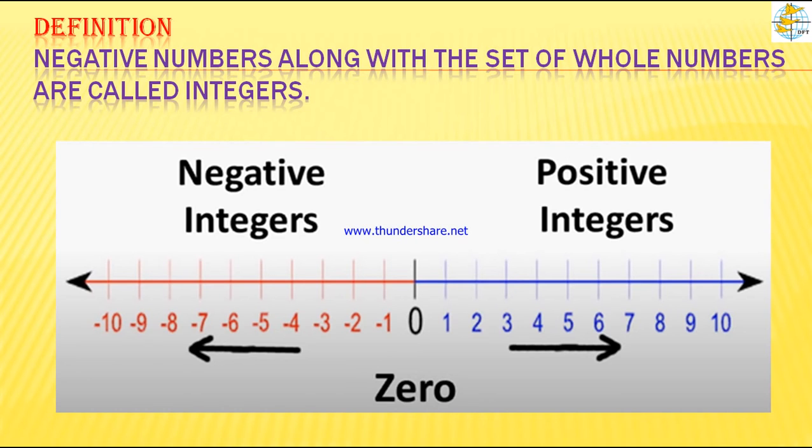Then all the positive integers are greater than the negative integers. Even we can tell 0 is greater than all the negative integers.